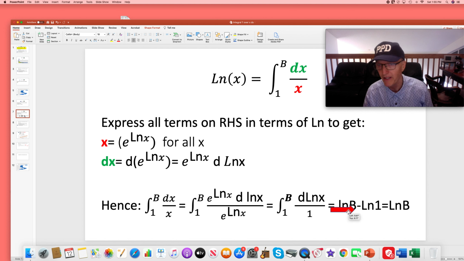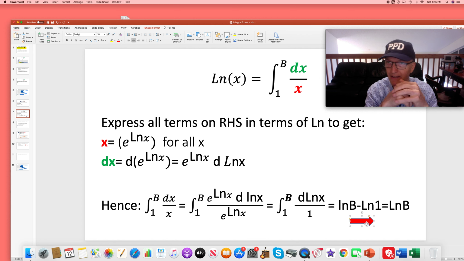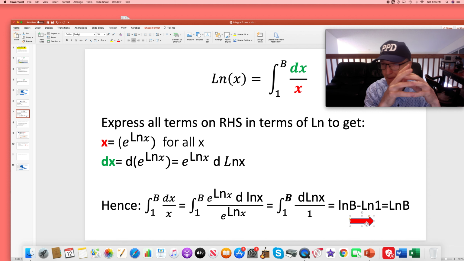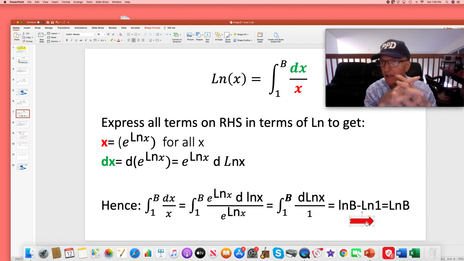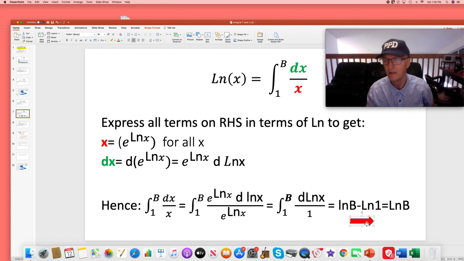Now, ln 1: e to the 0 is equal to 1. We proved that in that last link that I showed you. E to the 0 is equal to 1. So ln of 1 is 0. It produces 0, the exponent 0. So ln b minus ln 1 is just equal to ln b.